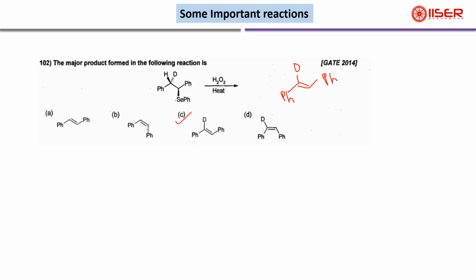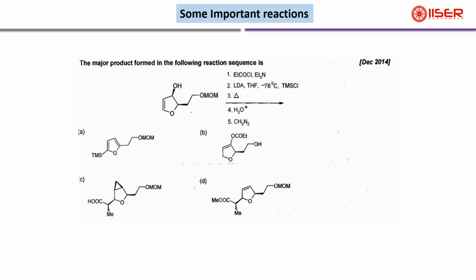I am doing a step jump. If you do it by yourself, just draw it with a pen on paper, you will get an idea how I am going to the answers. What will be the major product formed in the following reaction sequence? You draw it step by step.